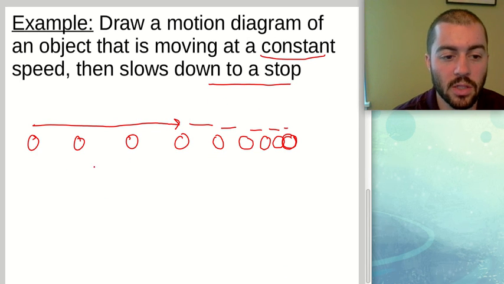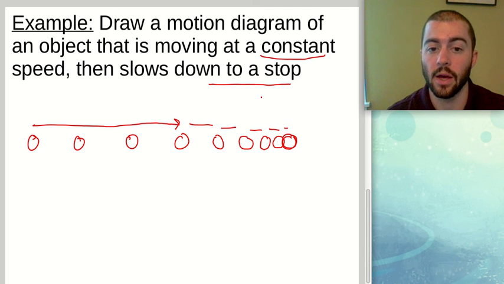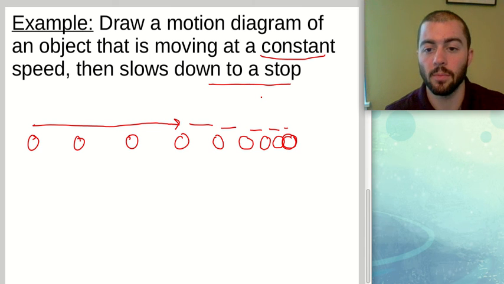So here, same thing, we were looking at some equally spaced objects for the constant velocity, and then we made them closer together and closer together to show that they were slowing down to a stop. All right, so try and work on constructing some of these motion diagrams using the rest of your worksheet, and we'll go over these when you guys are done.